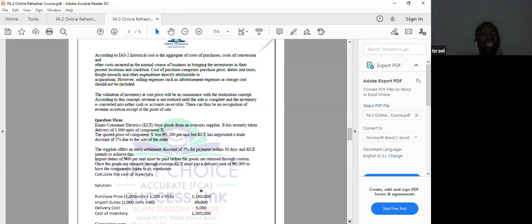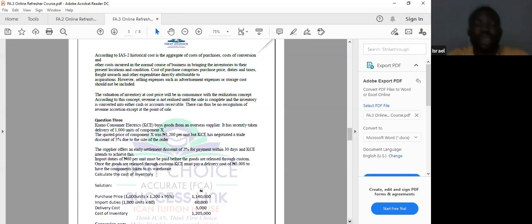IS2 says that cost is actually what we call historical spending, or the historical amount that has been spent in aggregate on the cost of purchase, the delivery cost, the conversion cost, and every other related cost that has been incurred in the normal course of business in bringing the inventory to their present location and condition. Then we can regard all these costs together as forming the cost that we use to value the inventory.